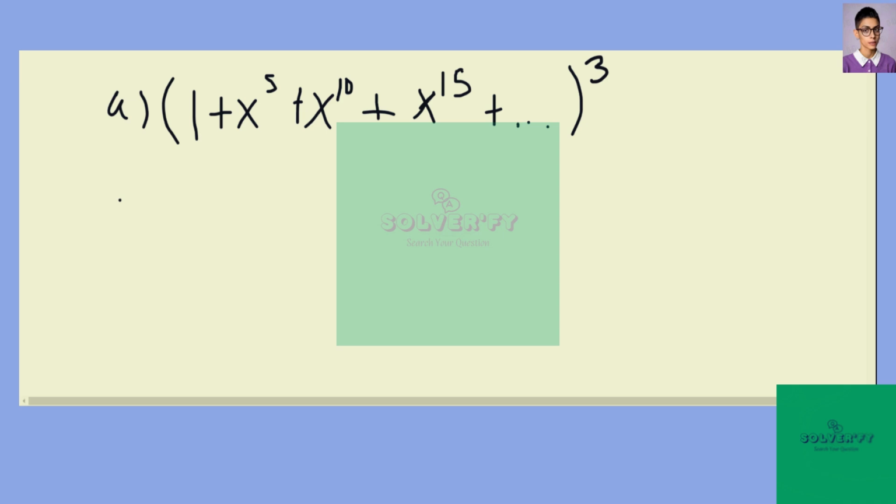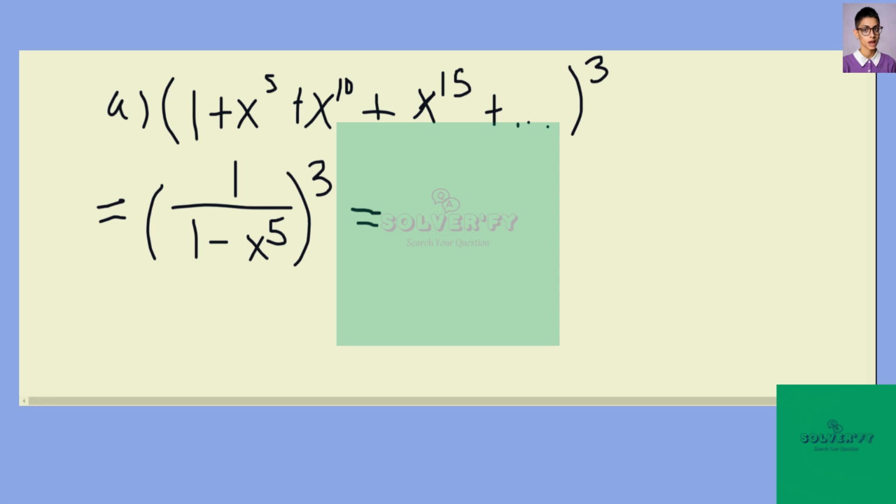We have that this is the same as, by a prior theorem, 1 over 1 minus x to the 5th, cubed, and this is equal to 1 over 1 minus x to the 5th, cubed.